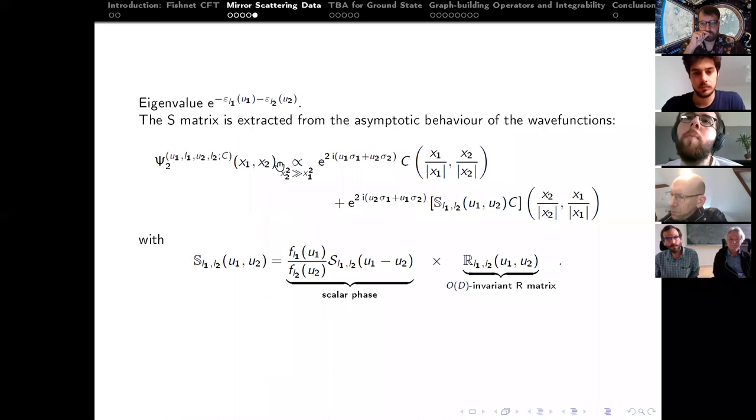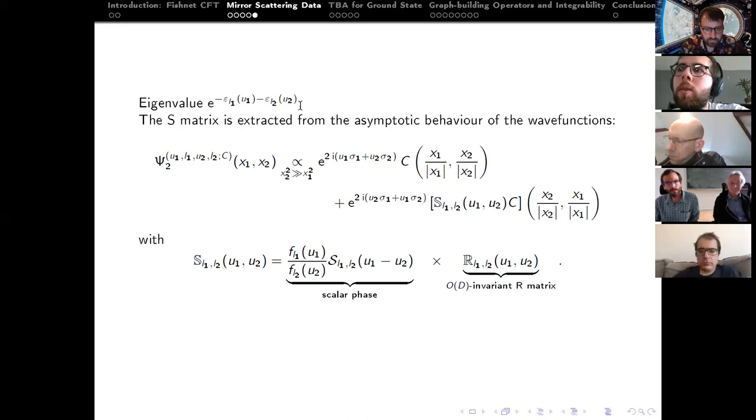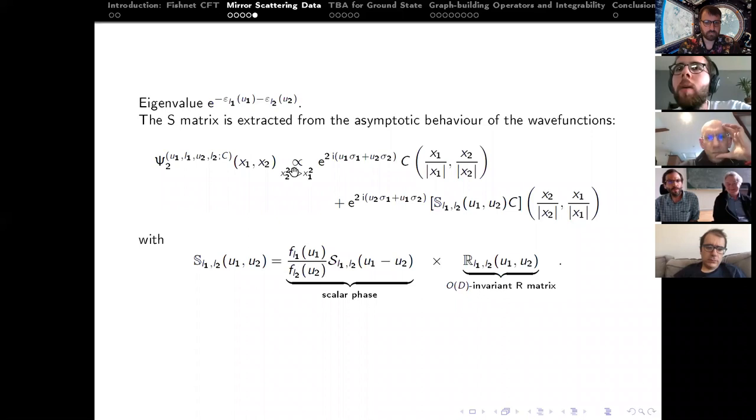Because it's integrable, the energy of these two-particle states is just the sum of the individual energies. The eigenvalue exponent is the product of the eigenvalues, and the S matrix you will obtain once you look at the asymptotic behavior of this eigenvector. So you send the two particles far away from one another, and you look at the asymptotic behavior of the eigenvector. This you can compute actually, well, in some cases you can compute. And this is what you would get.